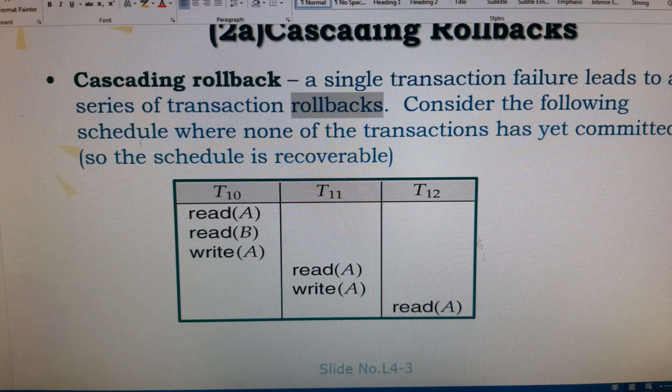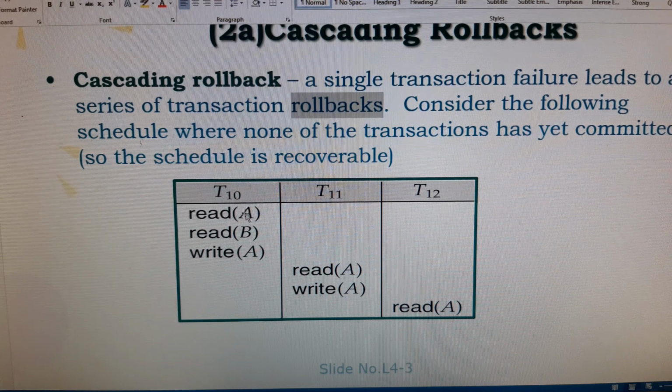Now you can observe whether this schedule is recoverable or not. Yes, the cascading rollback schedule is recoverable. It means that if a single transaction fails, then it automatically leads to multiple transaction failures, and all the transactions are storing inconsistent and improper values. For this purpose, since this schedule is recoverable, you can recover. How can you recover? You can restore the values of T10 with the initial value.